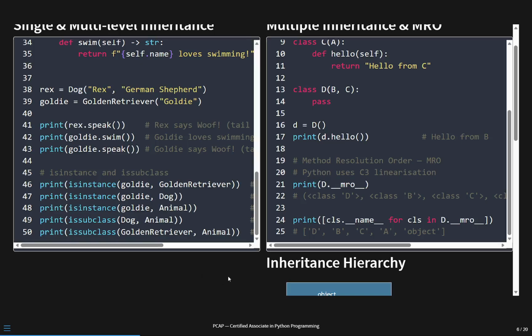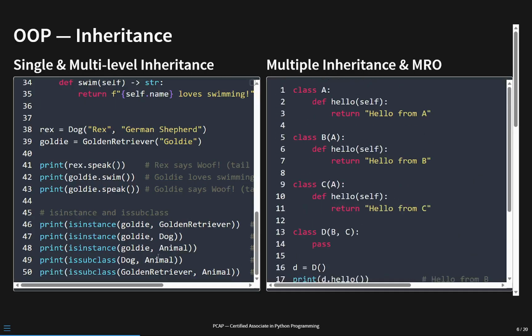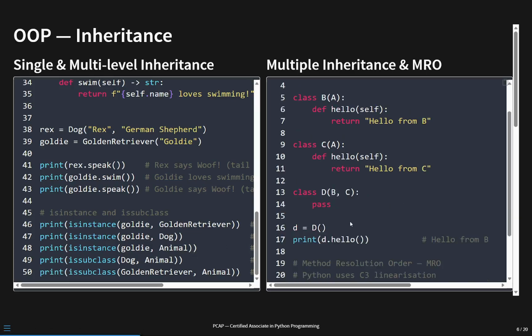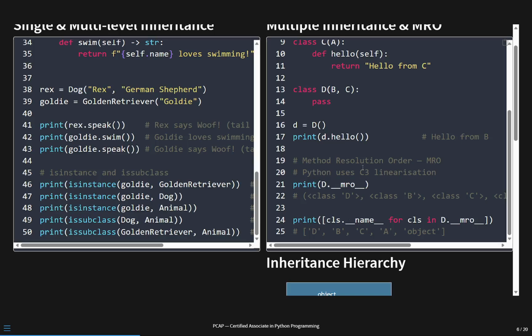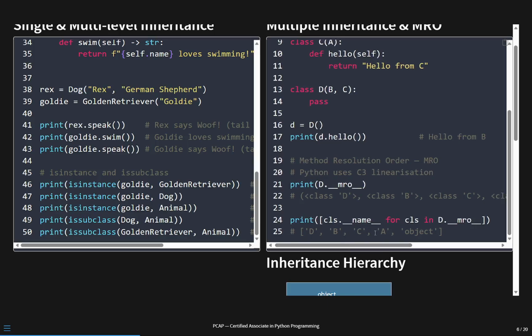Next, multiple inheritance and MRO. Python allows a class to inherit from multiple parents. Class D(B, C) inherits from both. When d.hello() is called, Python must decide which parent's hello runs. It uses C3 linearization, the method resolution order. Check D.__mro__. It's a tuple showing the exact lookup order: D, then B, then C, then A, then object.